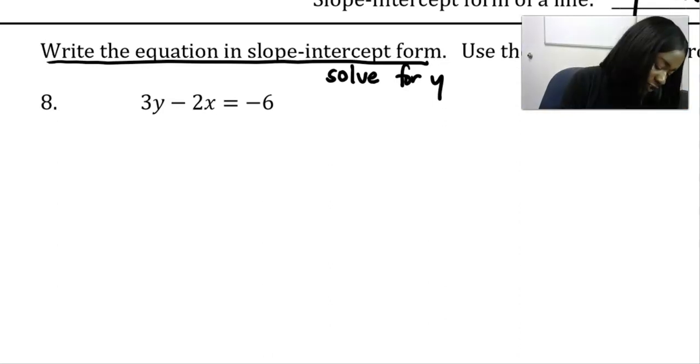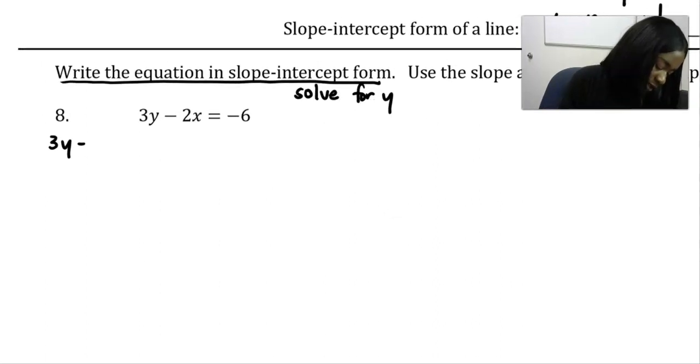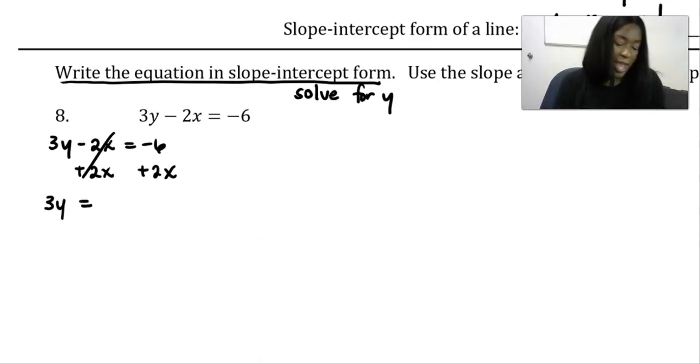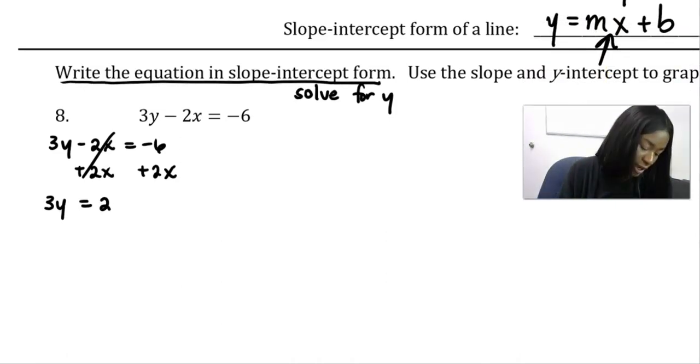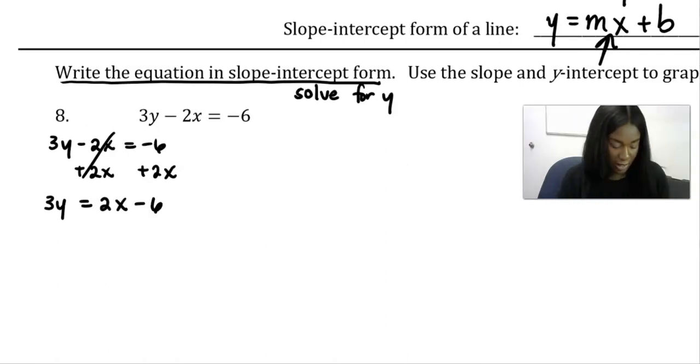I'm going to start off by adding 2x to both sides of this equation. Let me just rewrite the equation. So we start off with 3y minus 2x is equal to negative 6. I'm going to add 2x to both sides of the equation. So I have 3y is equal to, and just to keep it like the mx plus b form, you see how the x term comes first? I'm going to write the 2x term first, and then I'll add the minus 6 at the end.